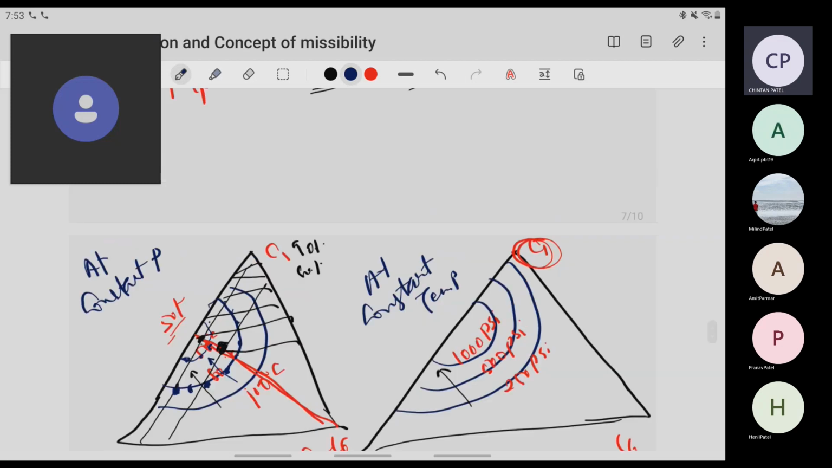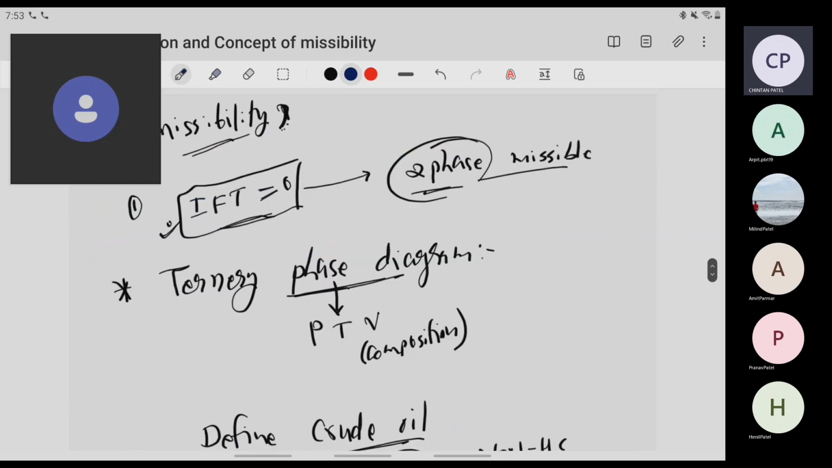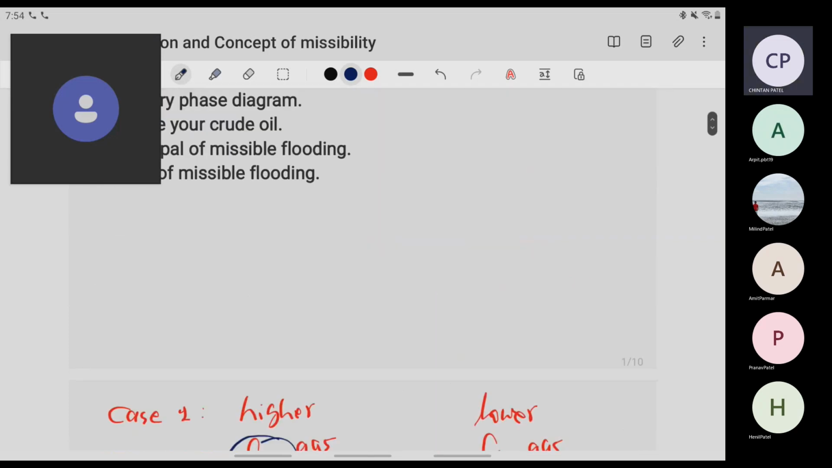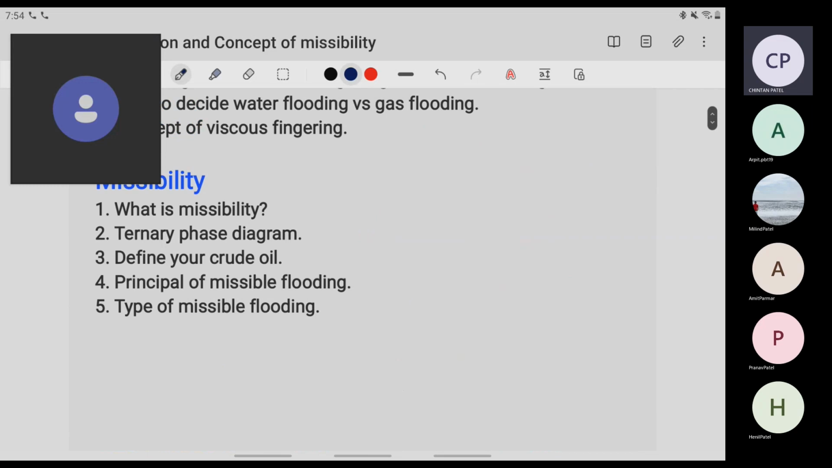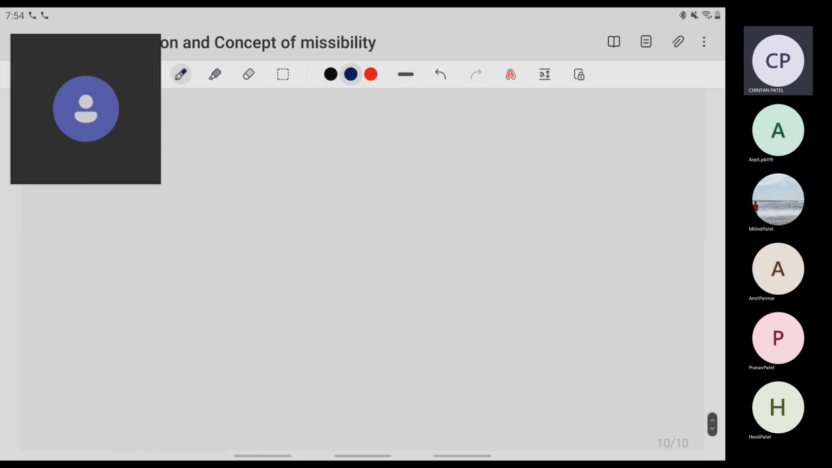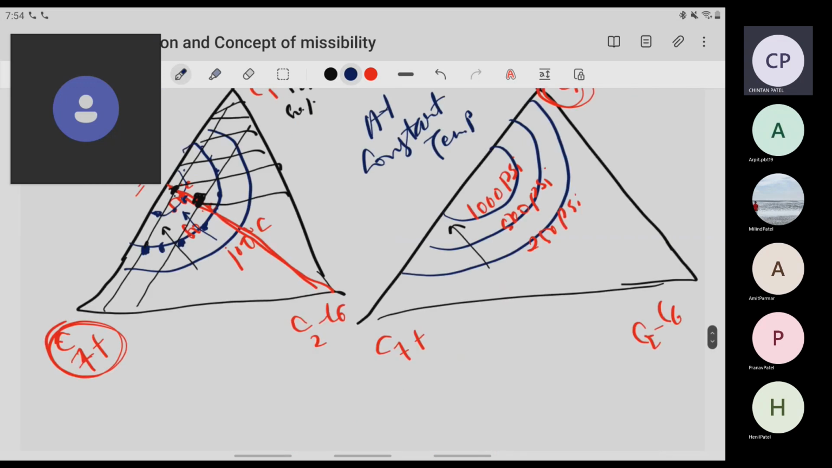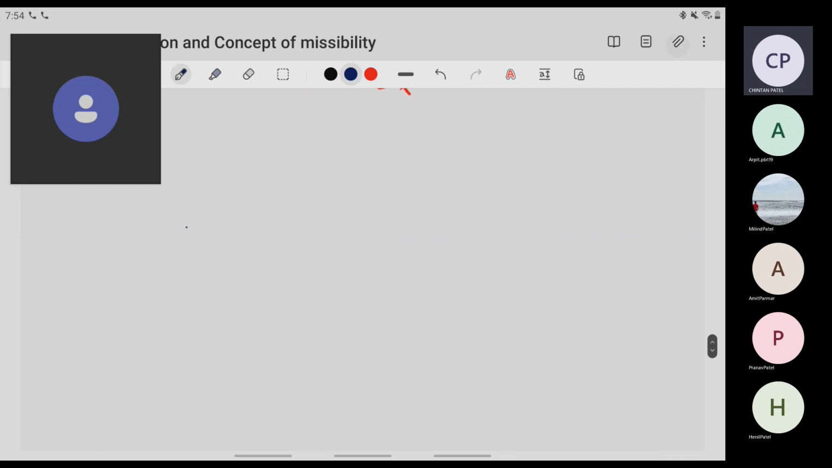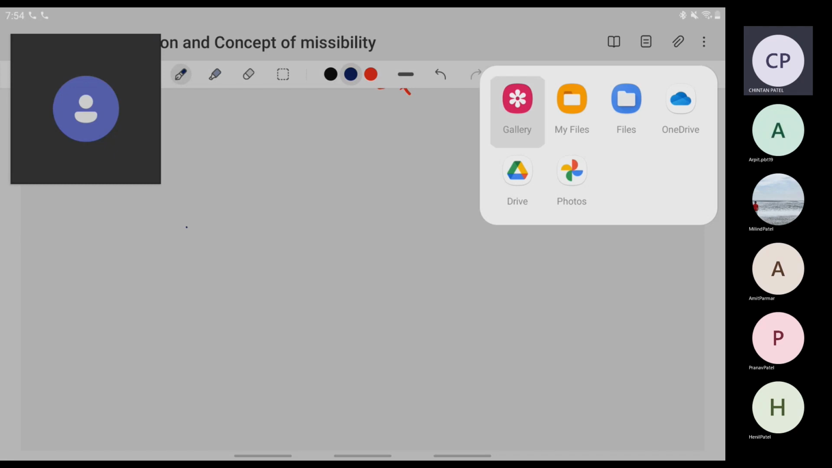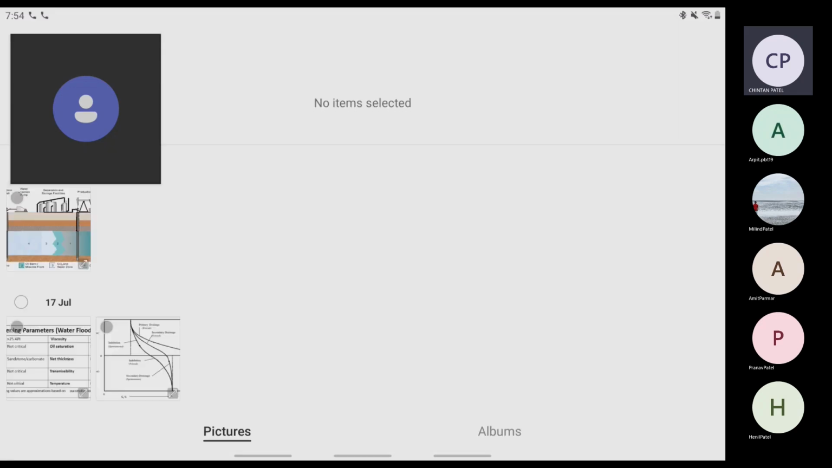So the next thing I would like to discuss is types of miscibility, or we can say miscible flooding. The fourth one is the principle of miscible flooding. What we are doing here is injecting gas. Let's add one figure here and understand the principle from that, and we can conclude this session. Tomorrow we will start with the types of that.